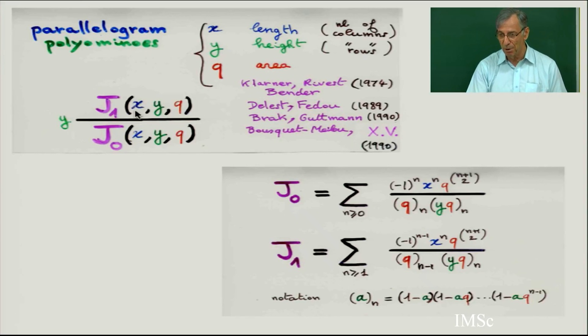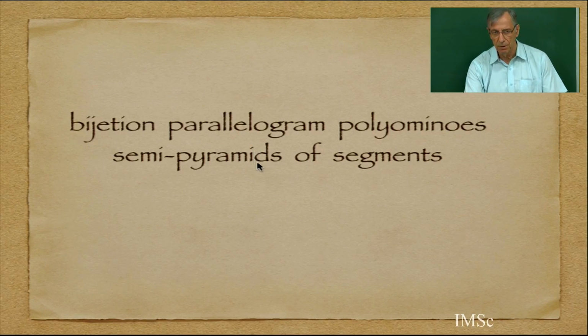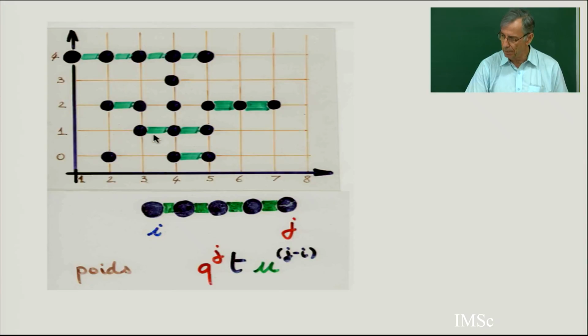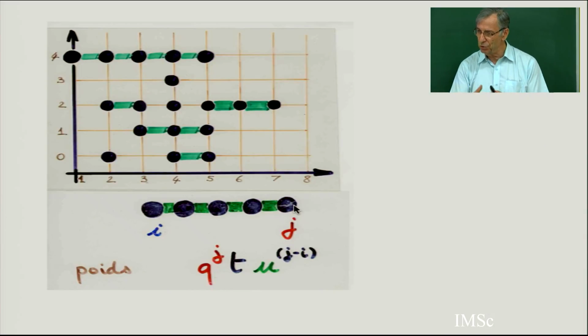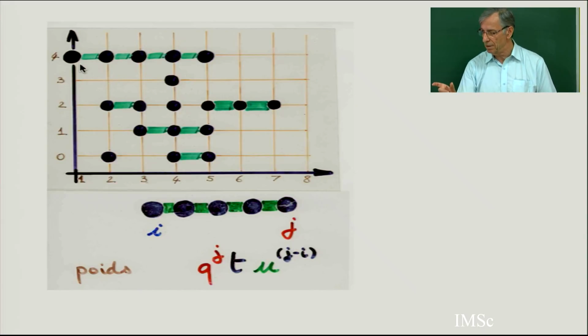But first I have to transform a parallelogram polyomino into a heap of pieces. So here is the bijection. I am going to give a bijection between such parallelogram polyominoes and semi-pyramids of segments. The basic pieces are segments (i,j). The dependency relation is that two segments have a non-empty intersection. And semi-pyramid means there is only one maximal piece, and this maximal piece is touching the vertical axis. It's the same as a semi-pyramid of dimers, but instead of dimers, which are only segments of length 2, here you have segments of any length.